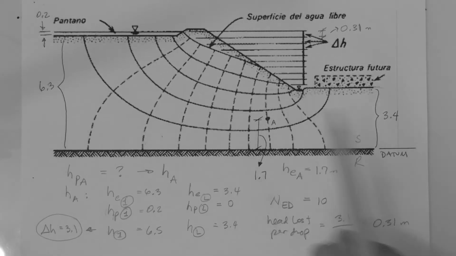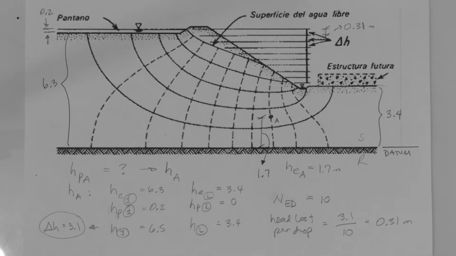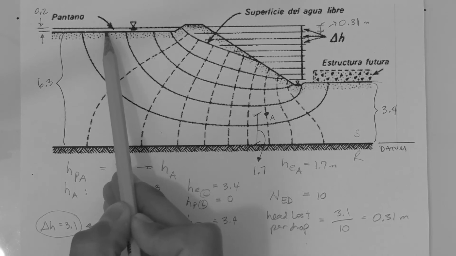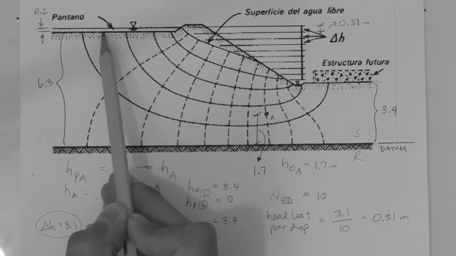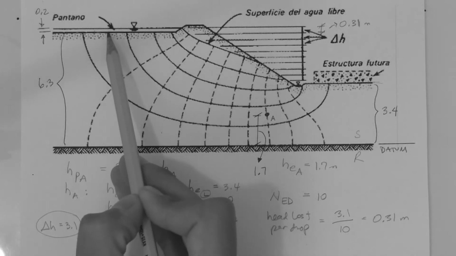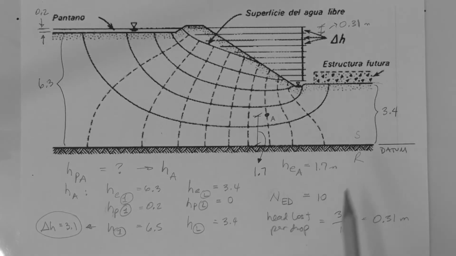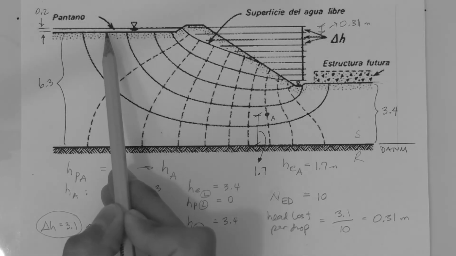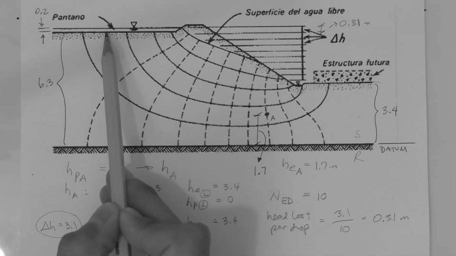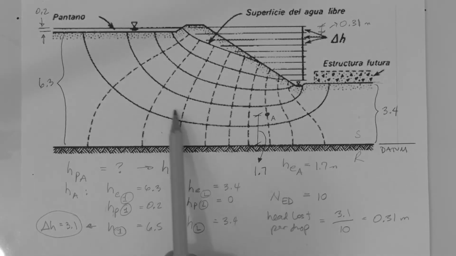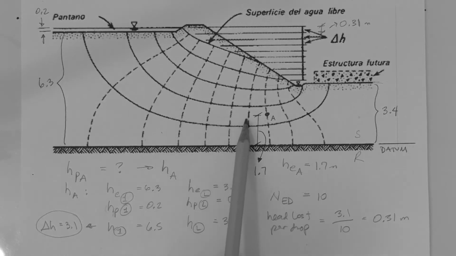So what is the head at point A? Okay, well, let's think of it this way. Let's say a water droplet which lies right here on the ground surface, which is the first equipotential line, right? It has 6.5 meters of energy, or head. And every time it reaches an equipotential line, it has lost 0.31 meters. So the droplet starts here with 6.5 meters, and then loses 0.31 each time, seven times, and reaches point A.